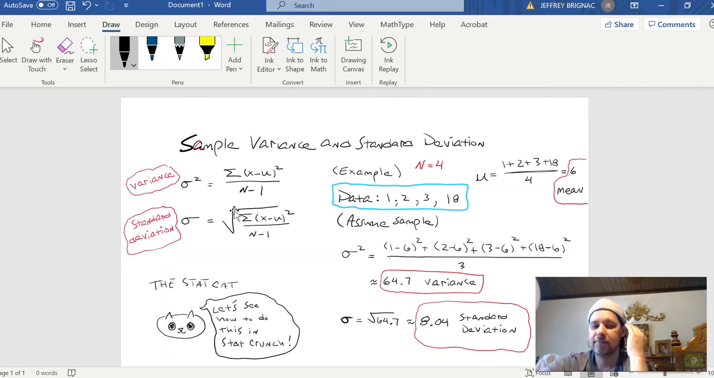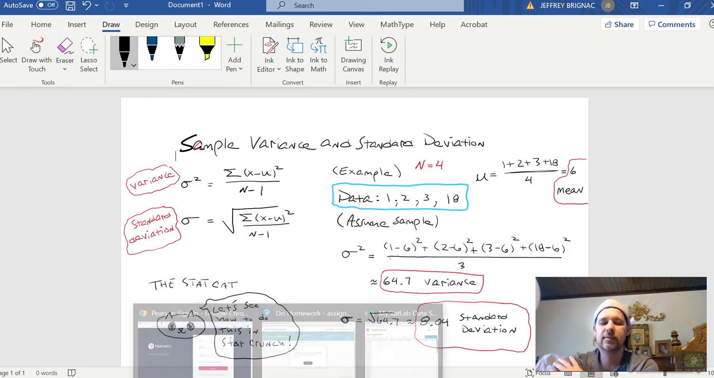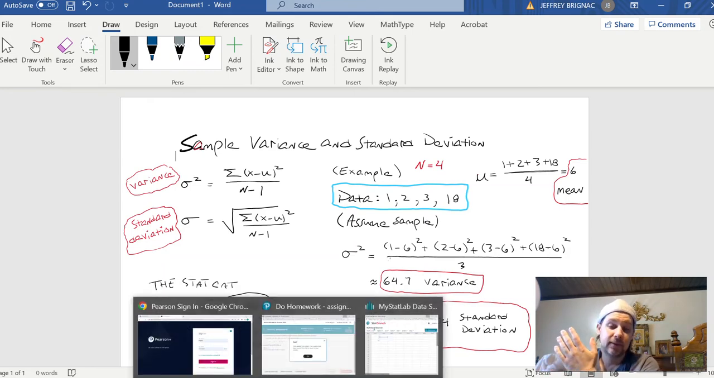And then this says, you subtract, you square, all that, okay? I want you to know how to do the calculations. But let's do what the StatCast says. Let's see how to do this in StatCrunch. Way easier, okay? So we're going to move past this. Probably not do any more calculations on paper, but it may happen, all right?